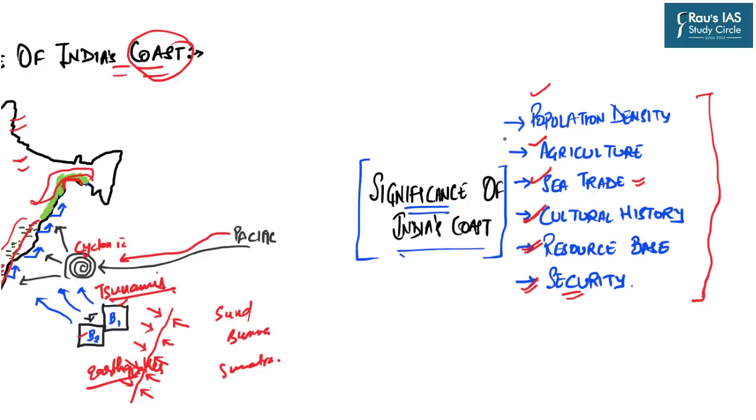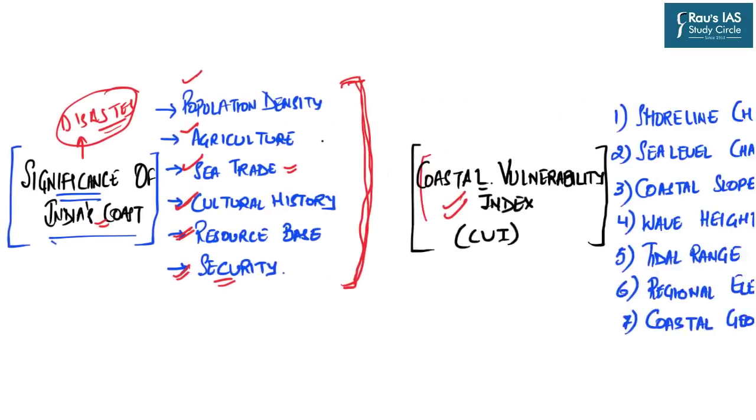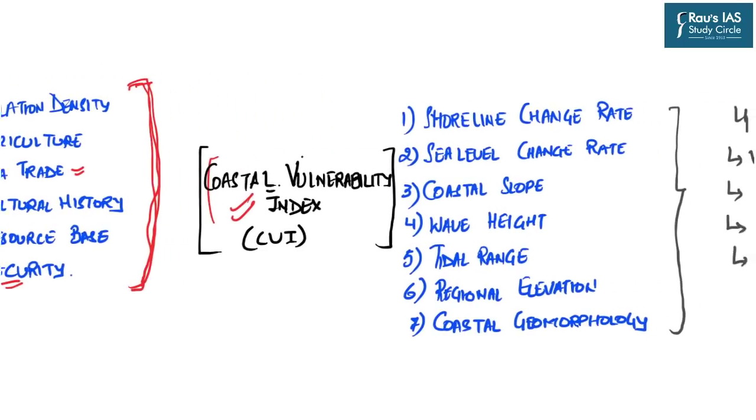So these are the multiple dimensions which prove that Indian coasts are of huge significance not just from the regional point of view but also from the national point of view. But as we know, if any region is prone to disaster to such an extent, it will be one of the biggest hindrances in analyzing the potential of this particular region. So now let us come to the core topic, that is the Coastal Vulnerability Index.